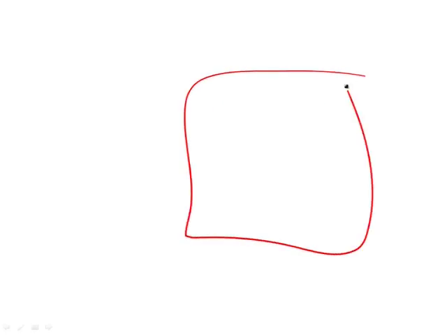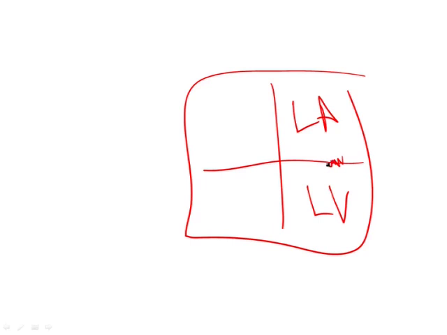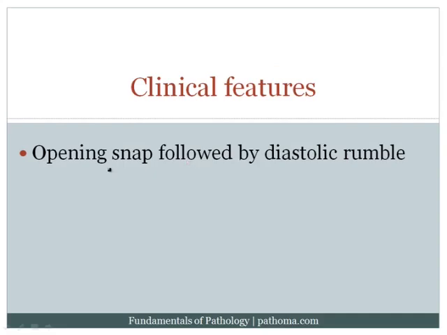Now the idea here is very simple. If this is the left atrium and this is the left ventricle and there's a stenosis here, then the left atrium will push open this stenosis during diastole when it's feeding blood to the left ventricle, and you'll get a little bit of a rumble after you blow open that window. And so that's the key finding, as we've stated in the text, an opening snap followed by a diastolic rumble.